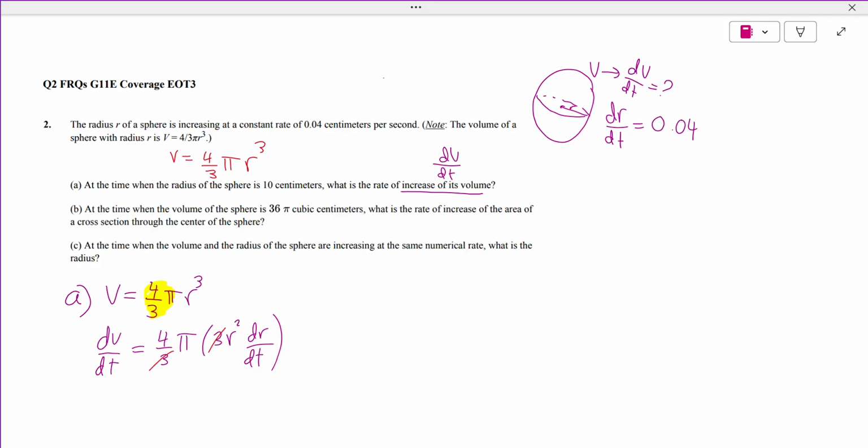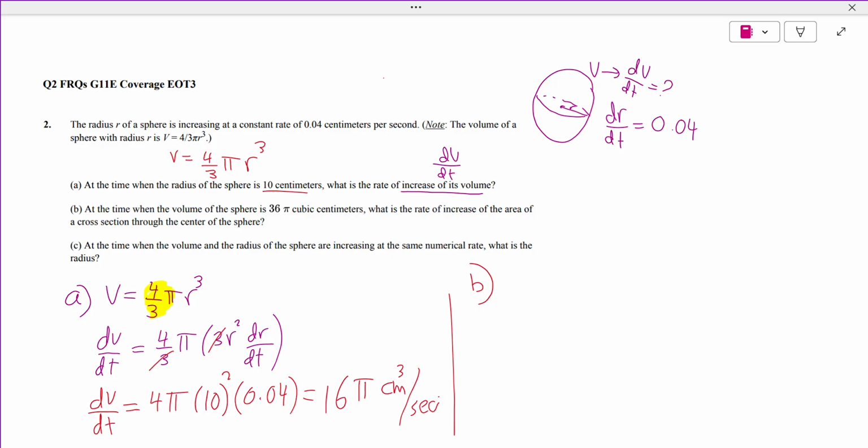Now to find dv over dt, we will substitute. Here we have 4 pi and the radius given, it's 10. So this is 10 squared and dr over dt is 0.04. This is equivalent to 16 pi centimeter cubed per second. So the rate of increase of the volume is 16 pi centimeter cubed per second. This is part A.